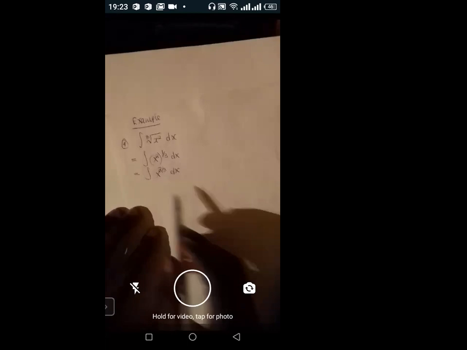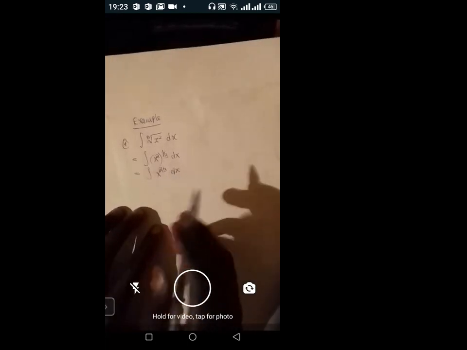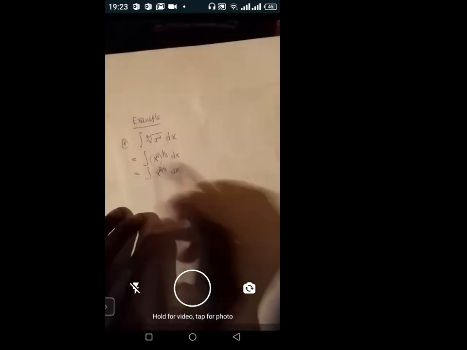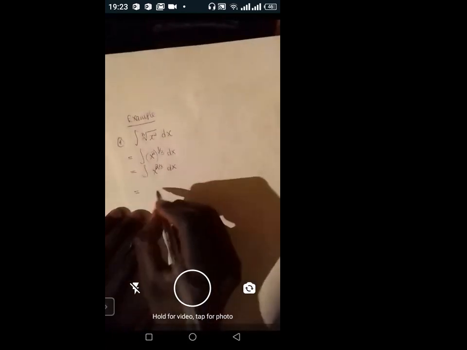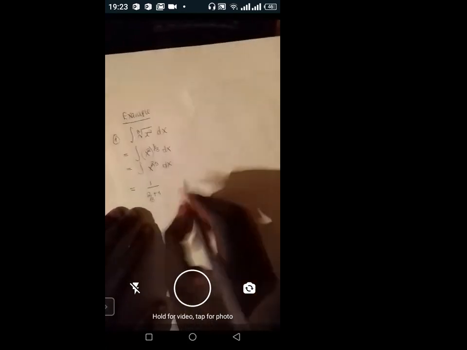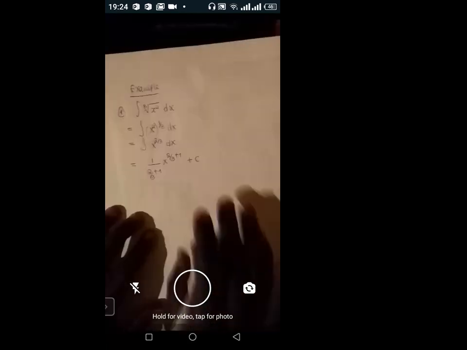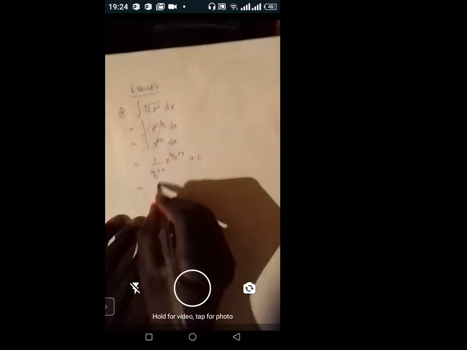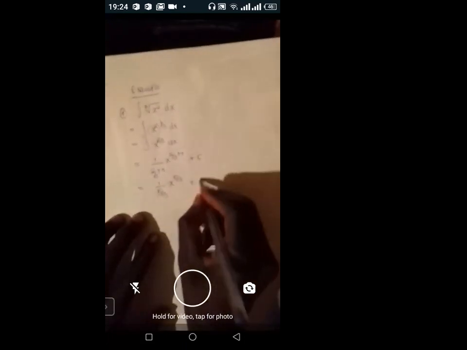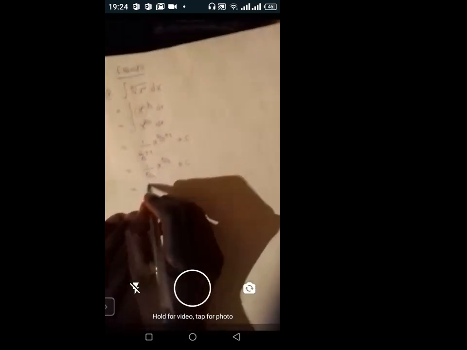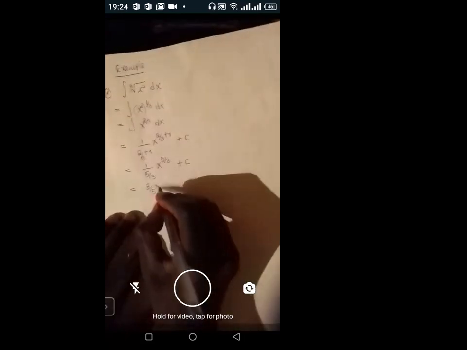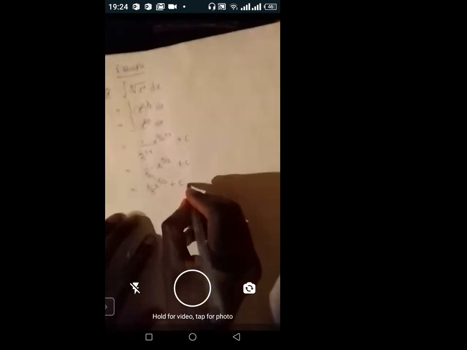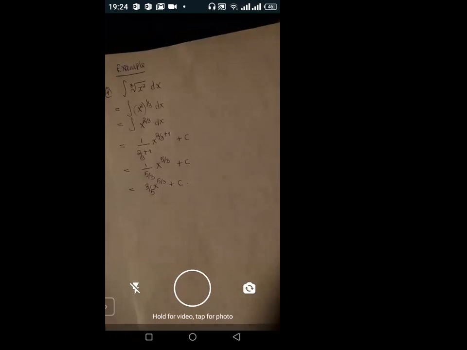We can use fundamental integration formula number 2 to evaluate this, which will give you 1 over 2 over 3 plus 1, then x to the power 2 over 3 plus 1, then plus a constant c. What is this? You're going to get 5 over 3. You have 1 over 5 over 3, then x to the power 5 over 3 plus constant c, and this is equal to 3 over 5 x to the power 5 over 3 plus c. So that's what we have in there.